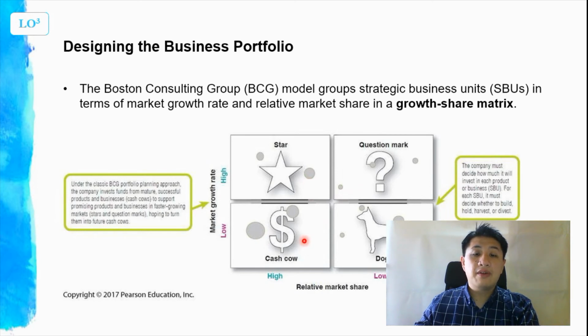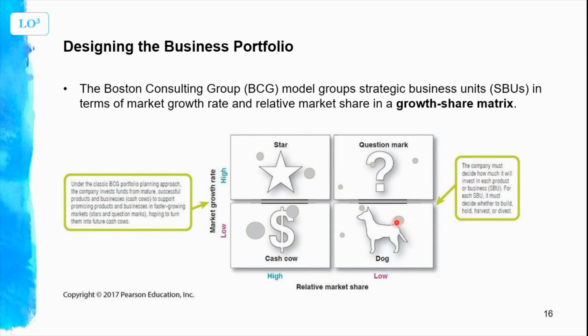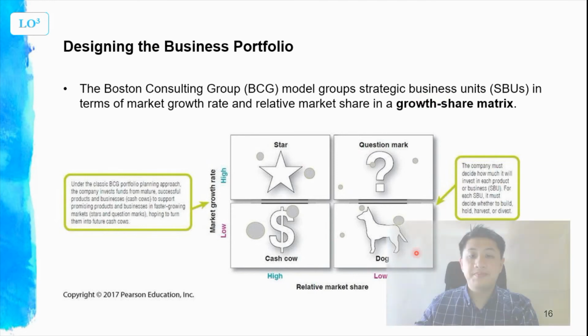And when the business declines from a high to a low market share, this is where the end of life comes for most business units, where they are in the dog stage. So you can see from here, this growth share matrix allows companies to decide how they want to manage their different businesses from question mark to star to cash cow and to decline into the dog stage.